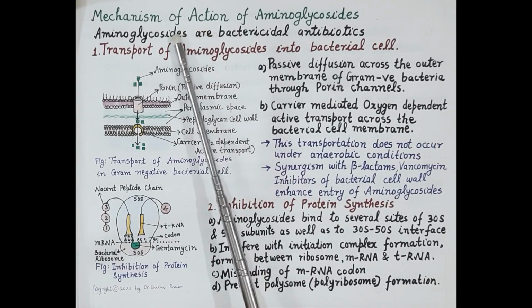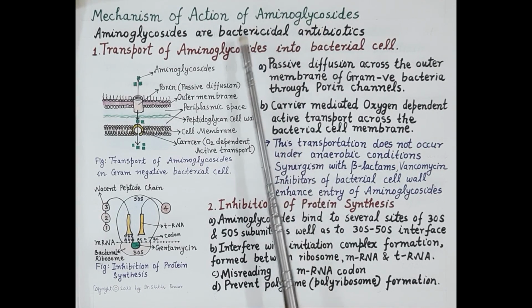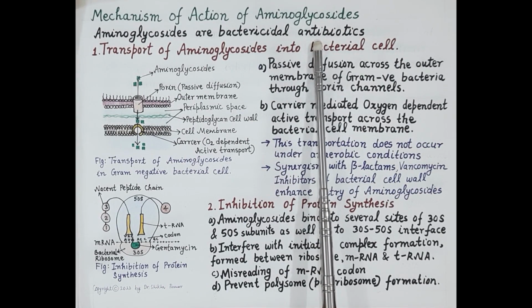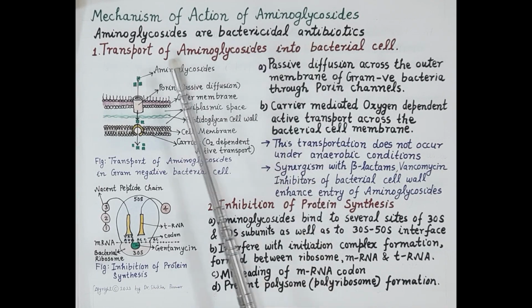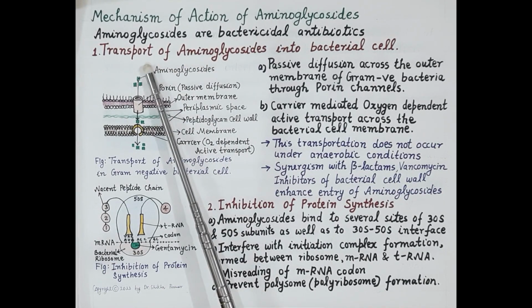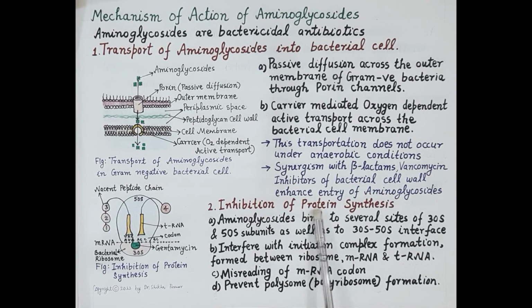Now let's understand the mechanism of action of aminoglycosides. As discussed, aminoglycosides are bactericidal antibiotics. Their mechanism of action is explained in two steps. The first step explains how aminoglycosides are transported inside the gram-negative bacterial cell, and the second step explains that once inside the bacterial cell, how aminoglycosides inhibit bacterial protein synthesis.